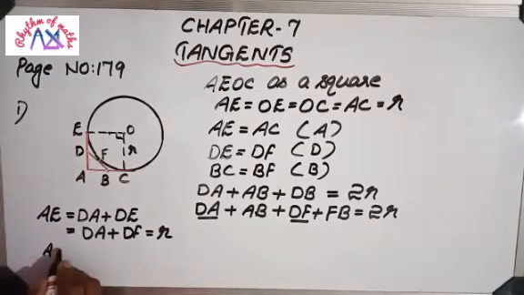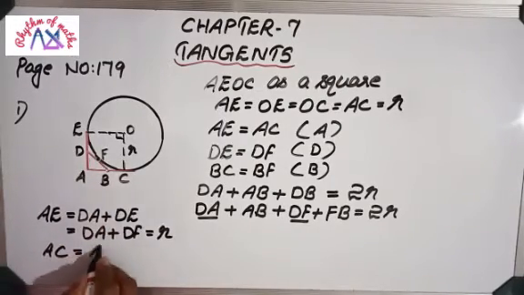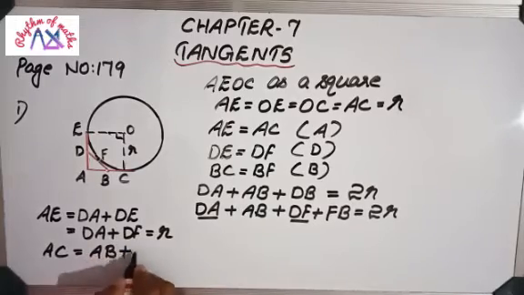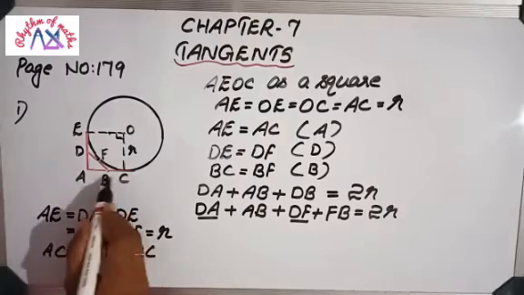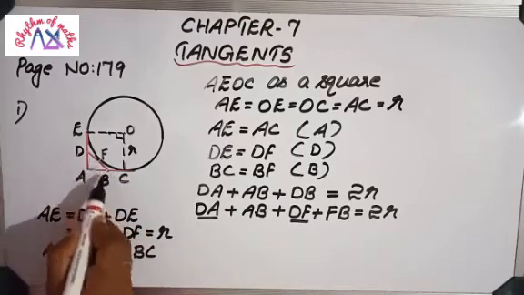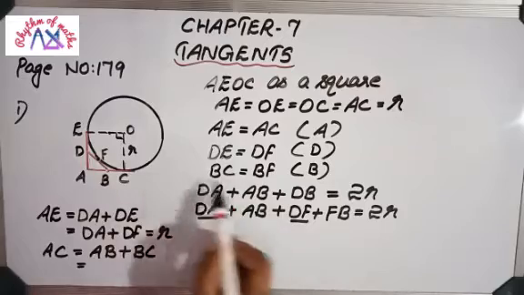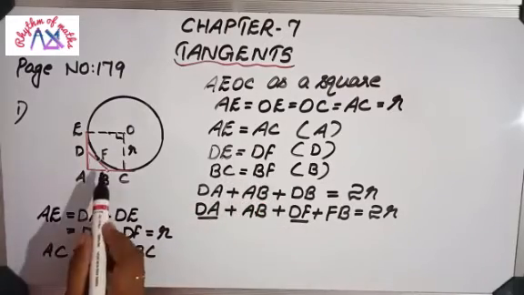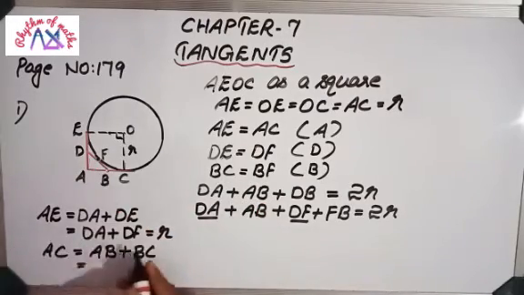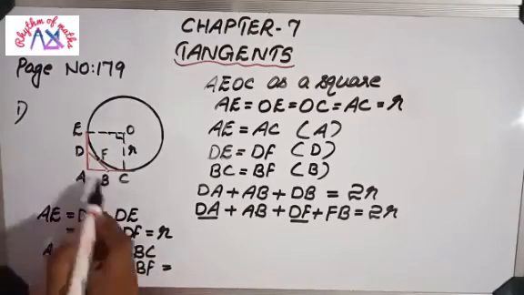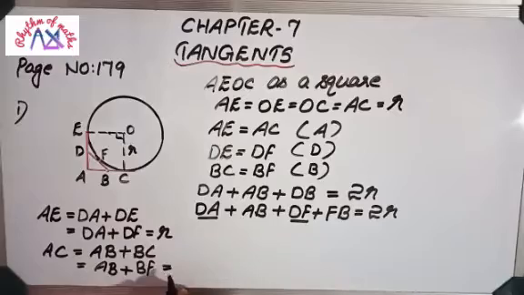AC, this also we can split as AB plus BC. And here BC we don't want. Instead of BC we want BF. Here also BC and BF are equal, because they are tangents from the point B. So instead of BC, we can write BF. This is equal to AC. AC is equal to the side of the square, R.